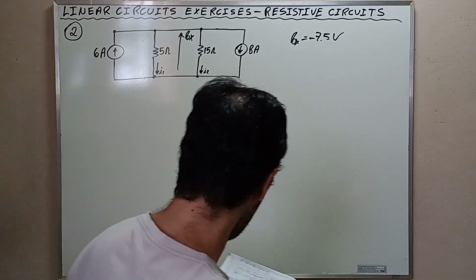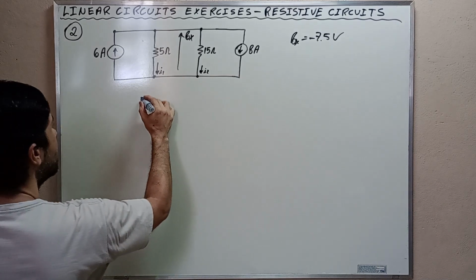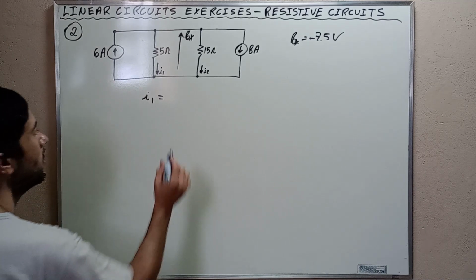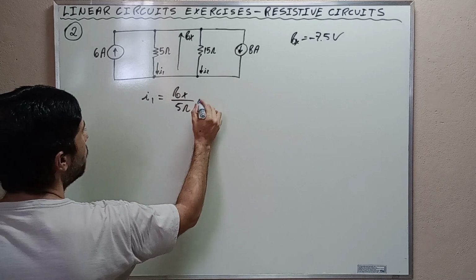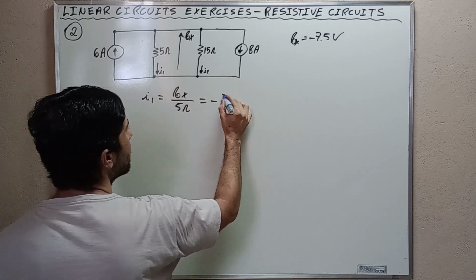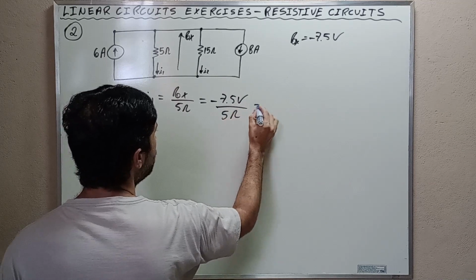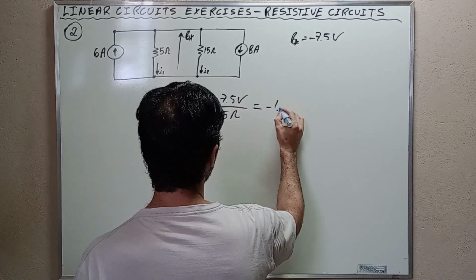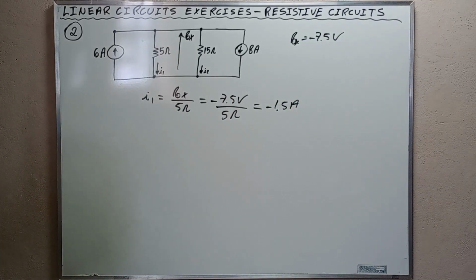Okay, my friends, I'm going to erase here because I'm going to need some room for more calculation. Okay, now we want to find the value of I1. With the value of Vx that we just found, we can find the value of I1, which is Vx divided by 5 ohms, and this is equal to negative 7.5 volts divided by 5 ohms, and this is equal to negative 1.5 amps.